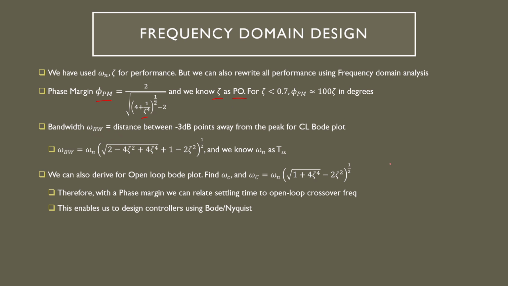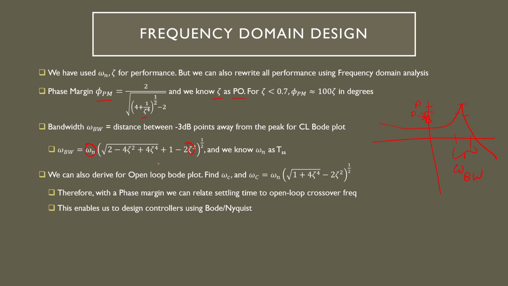Then there's the term bandwidth. The bandwidth is the distance between the, well, you know what the bandwidth is. If you have a curve that looks something like this, this is the peak, and you want to find the points at peak minus 3 dB, and this is one point. This is the other point. The distance between these 2 points is omega bandwidth. So the omega bandwidth actually finds a relation between omega n and zeta squared. So you can find the phase margin, you can find the bandwidth. But more importantly, we also know that omega n can give you TSS, so that's another parameter solved.